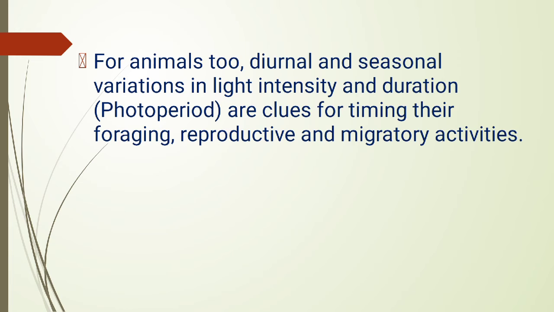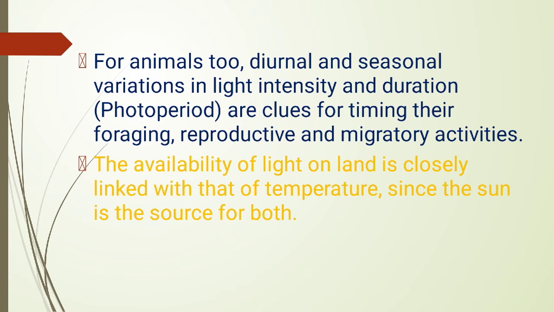In migratory activities also, birds migrate, and fishes migrate from one place to another, from rivers to sea water, or sea water to river water. That also depends on the light period. The availability of light on land is closely linked with that of temperature, since the sun is the source for both. As we know, availability of light on land is closely linked with temperature, because sunlight gives light and it also increases the temperature of the environment. So the sun is the only source for both light and for increasing the temperature.